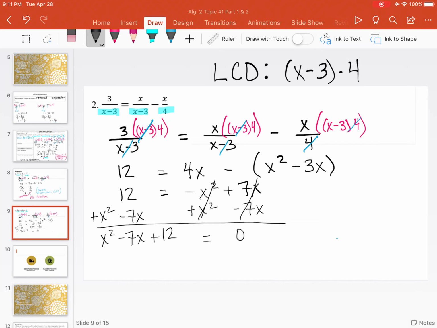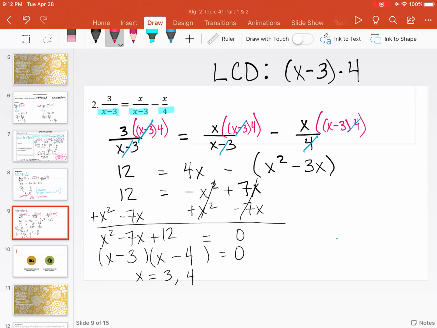I can now factor that. So what two values multiply to get to positive 12, but when you add them, get to negative 7? Since they're adding to a negative number and they're multiplying to get a positive number, I know both of them are going to be negative because a negative times a negative is a positive. So I'll get x minus 3 and x minus 4. Now I can use the zero product property. So x could either equal 3 or 4.